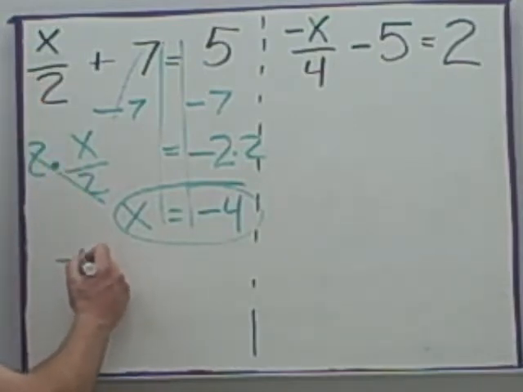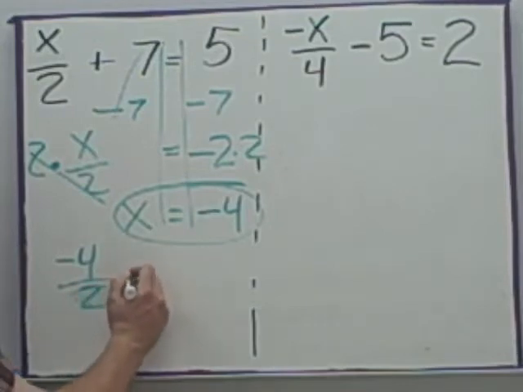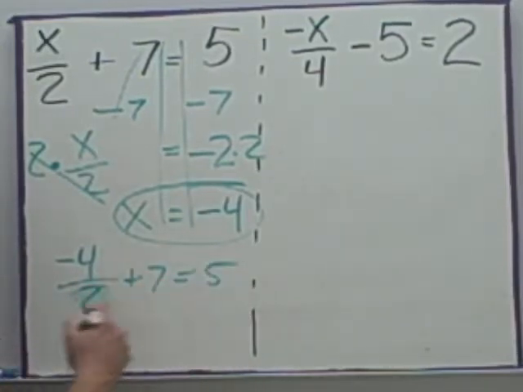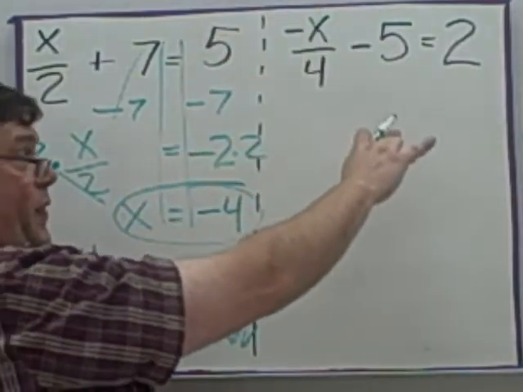Double checking, negative 4 over 2 plus 7 should be equal to 5. Negative 4 over 2 is negative 2. Negative 2 plus 7 does indeed give me 5. There's my double check. Going over here.